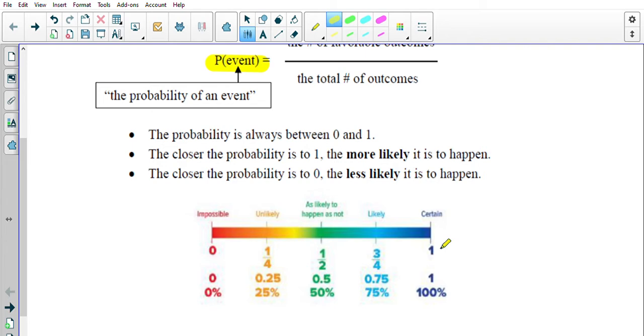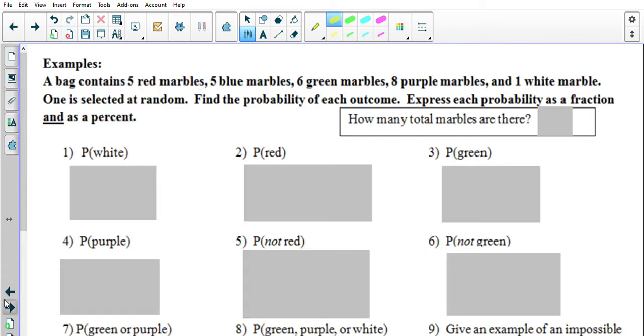And then the closer the probability is to 0, the less likely that event is to happen. So it means it could be impossible. In fact, if it has a probability of 0, it means it's not possible. And we'll have an example of working with that in our guided notes here today. So let's do some simple probability examples.